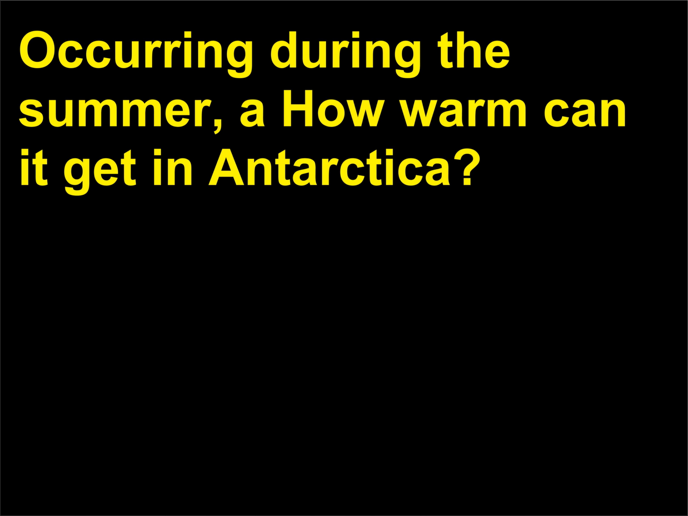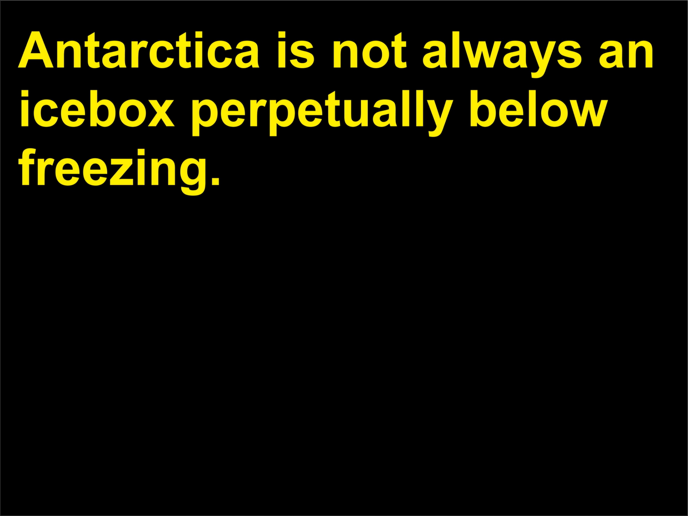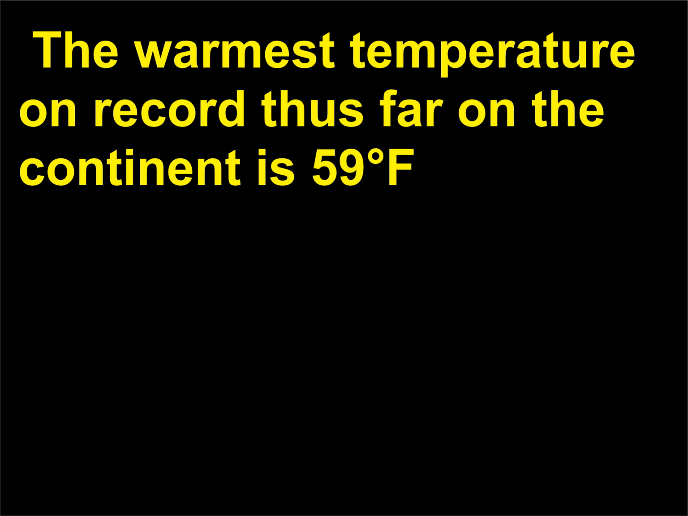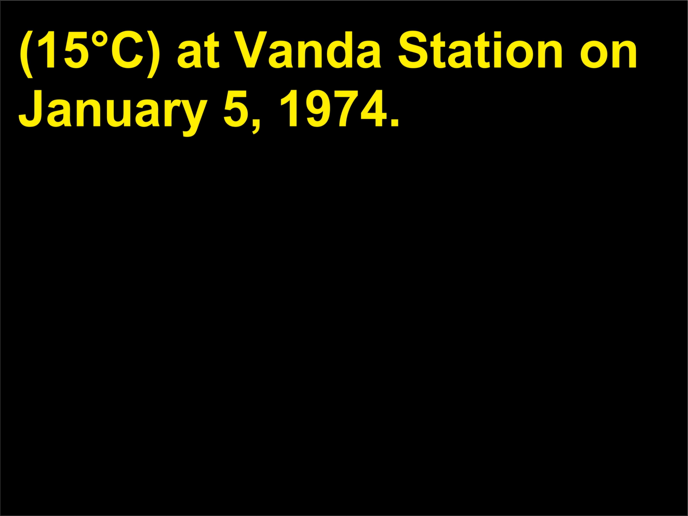Occurring during the summer, how warm can it get in Antarctica? Antarctica is not always an icebox perpetually below freezing. During the summer months, it can often get into the 40s and 50s Fahrenheit, 4 to 14 degrees Celsius. The warmest temperature on record thus far on the continent is 59 degrees Fahrenheit, 15 degrees Celsius, at Vanda Station on January 5, 1974.